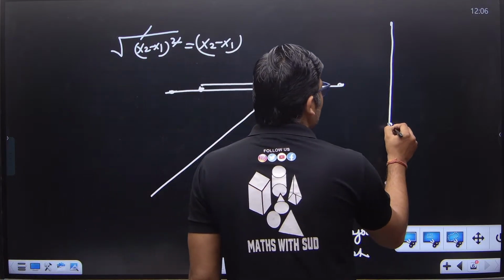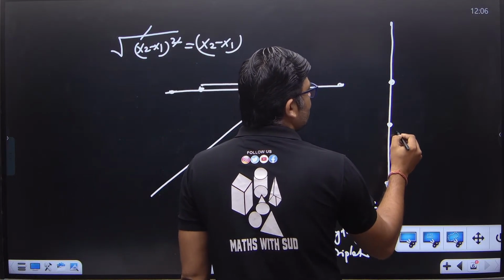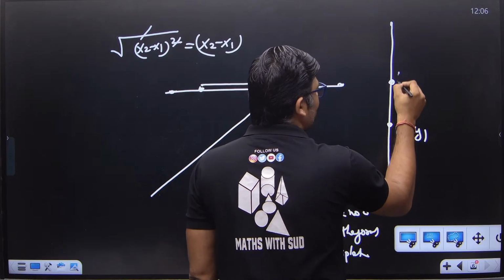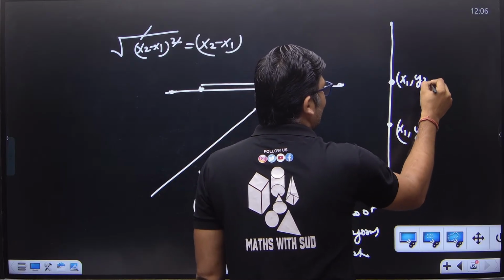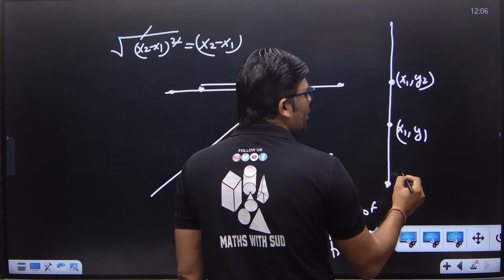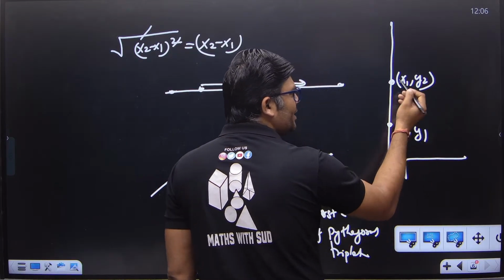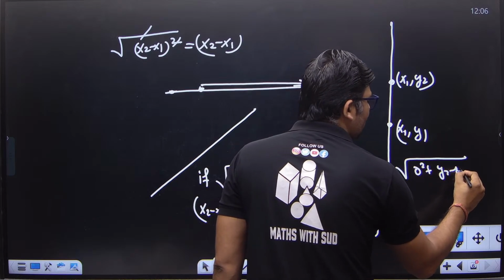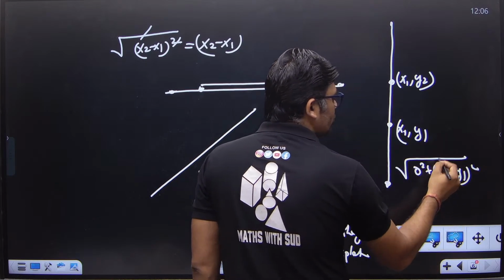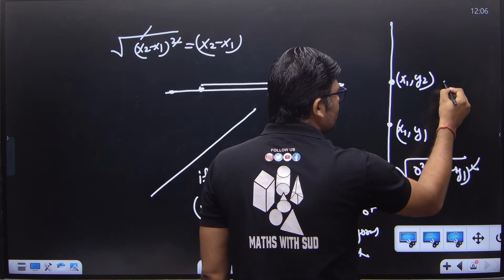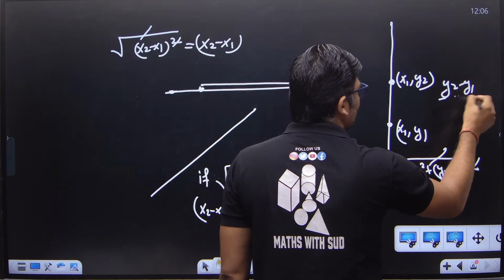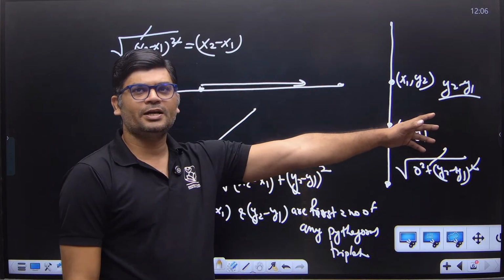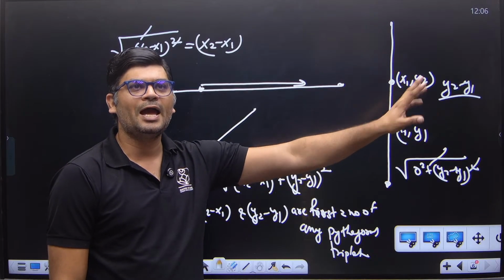So on the y-axis you will get 2 points. Let us suppose this point is x1 comma y1 and this point is x1 comma y2. What is the distance between these 2 points? Under root, x1 minus x1 will become 0 and then y2 minus y1 whole square. So the square and square root will get cancelled out, and you will have y2 minus y1.